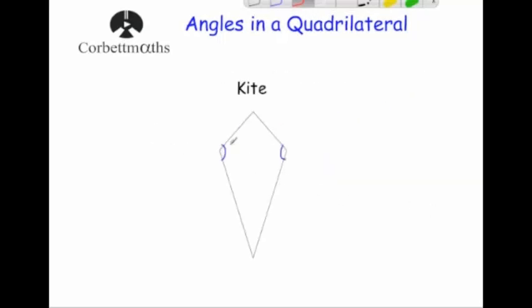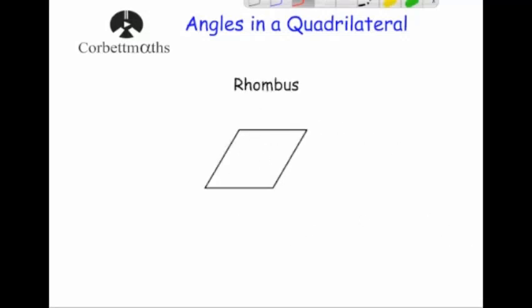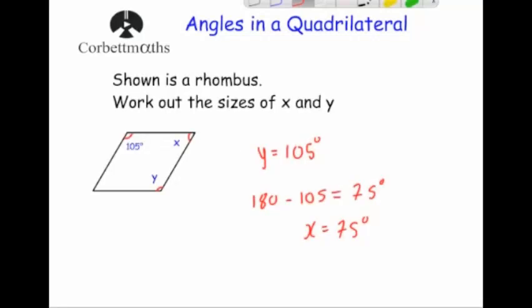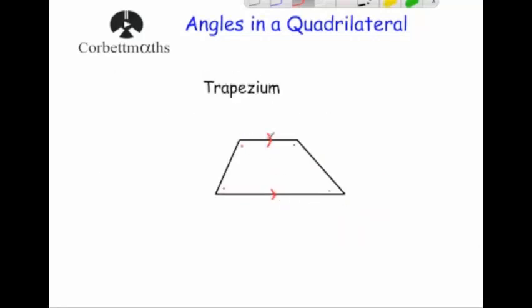A kite, the angle on the left and the right will be equal to each other if it's upright, like so. A rhombus is the same as a parallelogram. And finally, a trapezium. If the parallel sides are the top and the bottom, then the angles on the left will be added together to give you 180 degrees, and the angles on the right will equal 180 degrees. That's it.